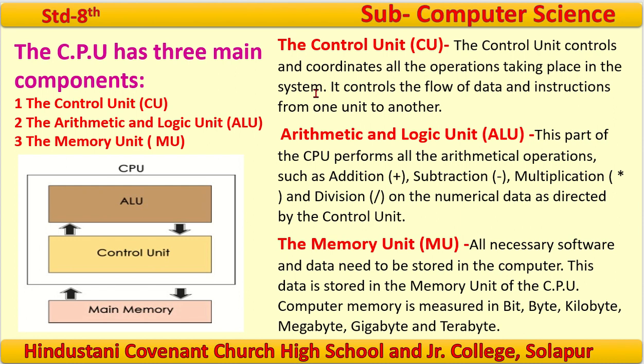Okay, so the signal has to go around every nook and corner. Who is controlling that? The control unit. The control unit will tell the signal that you have to go to the output unit, to the monitor, or to the printer, or to the memory unit. This is the unit which is controlling all the systems, all the signals. It controls the flow of data and instructions from one unit to another. From input unit, it goes on to the CPU and then it goes on to the output unit.